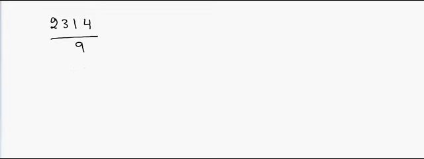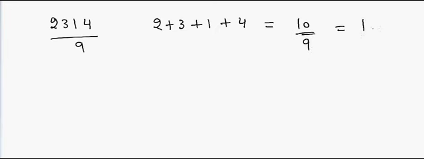In that case, what we will do is we'll add all these four digits together. So 2 plus 3 plus 1 plus 4, that will give me 5 plus 1 is 6 plus 4 is 10. So if you look at 10, if you divide 10 by 9, you will get 1 as a remainder. So your remainder would be 1 in that case.